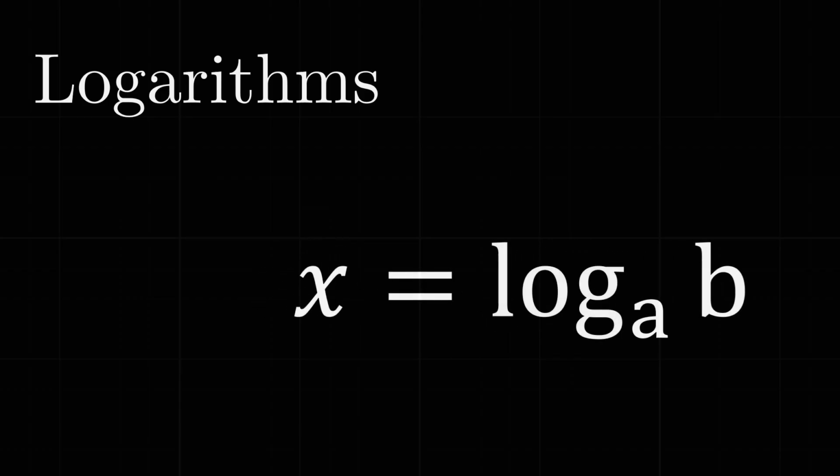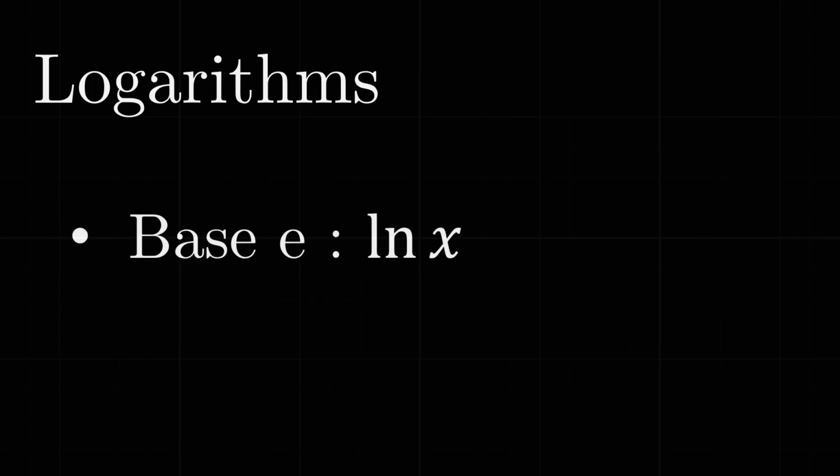Logarithms are just the opposite of exponents. In this example, we can use a logarithm to isolate x by writing x is equal to log base a of b. The main idea with logarithms is to ask the question, what number do I need to raise the base to in order to get some other number? In mathematics, the most common logarithm is probably the natural logarithm, ln of x, which is the logarithm of base e, where e is Euler's number, the base of the natural exponential, which appears everywhere in calculus.